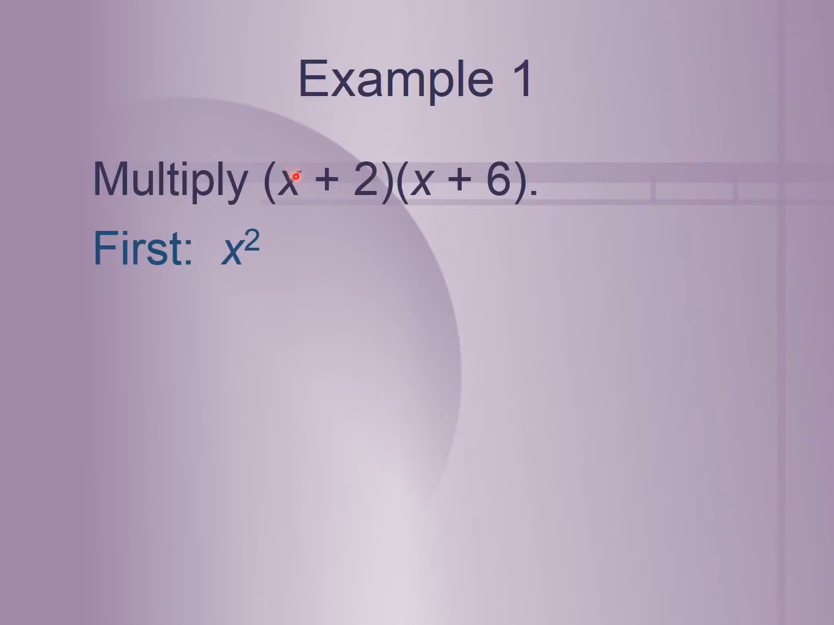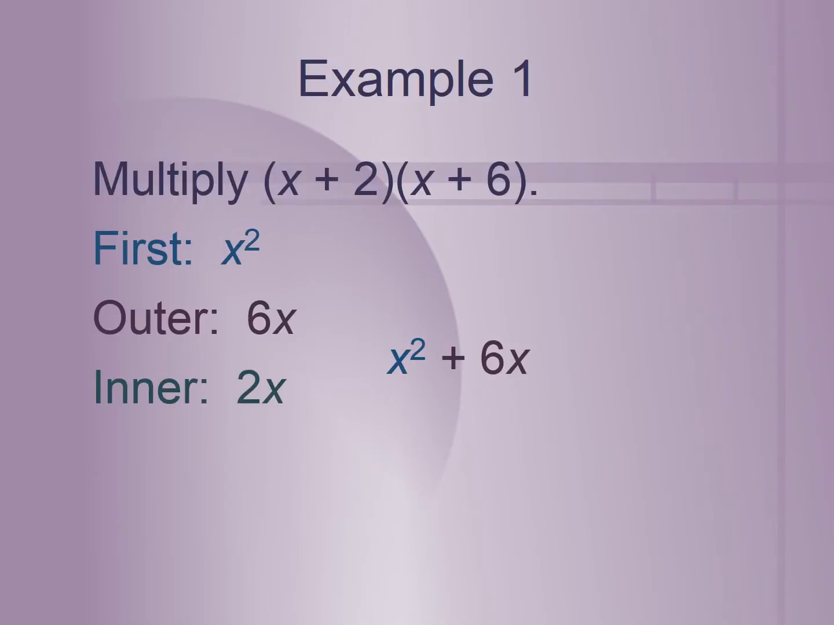Our first terms are x and x, and x times x is x squared. Now we'll do O, our outer terms. Our outer terms are x and 6, so x times 6 is 6x. Then we'll do our inner terms. Our inner terms are 2 and x, so 2 times x is 2x. And then we'll do our last terms. Our last terms are 2 and 6, so 2 times 6 is 12.